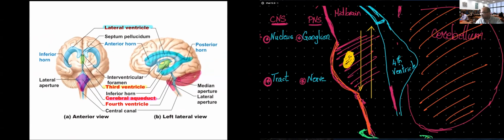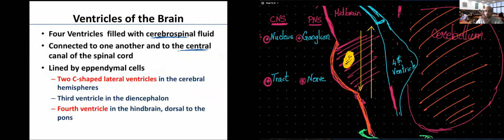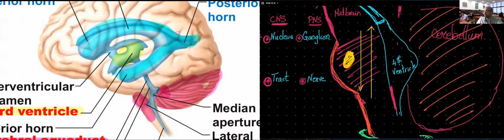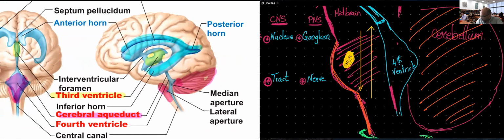So again, what are the 4 ventricles that we've got in the brain? We've got 2 C-shaped ventricles embedded in the cerebral hemispheres. Those are my lateral ventricles. We've got the 3rd ventricle in the diencephalon and the 4th ventricle between the pons and medulla on one side and the cerebellum on the other side. If we look closely at the structure of the lateral ventricles, we can see lateral ventricles have 3 horns: anterior horn, posterior horn, and the inferior horn.